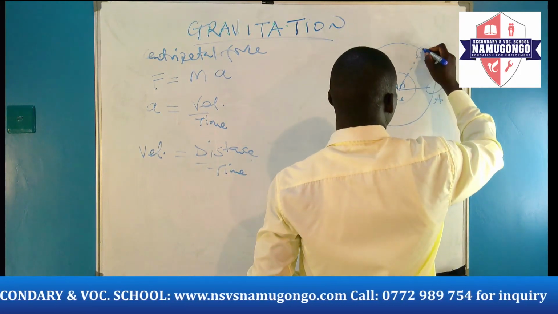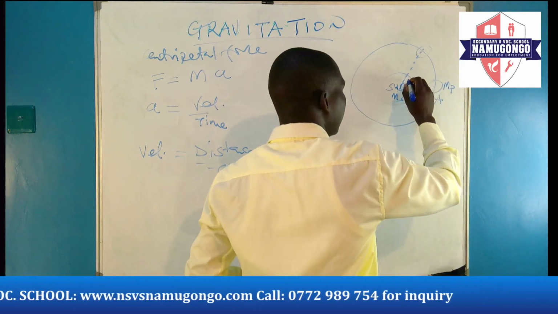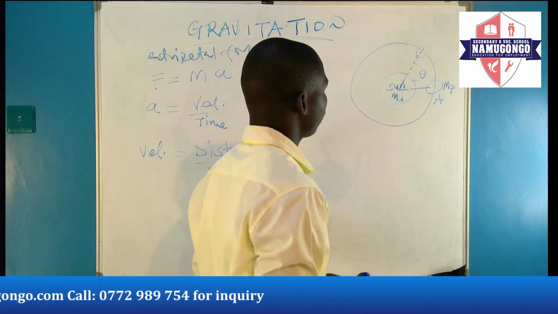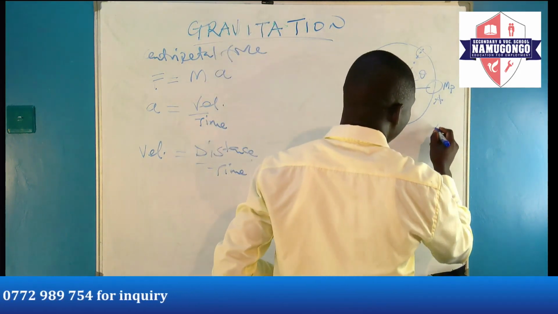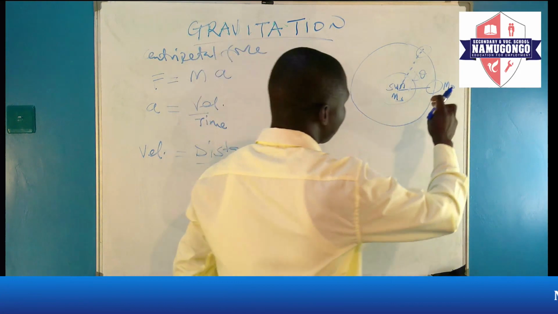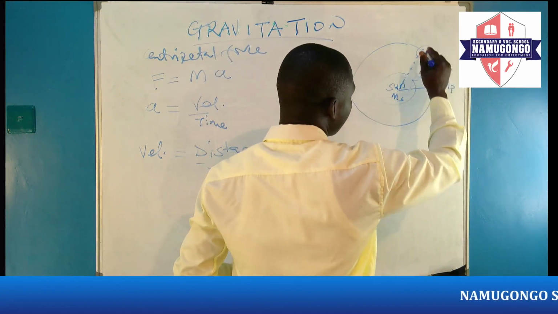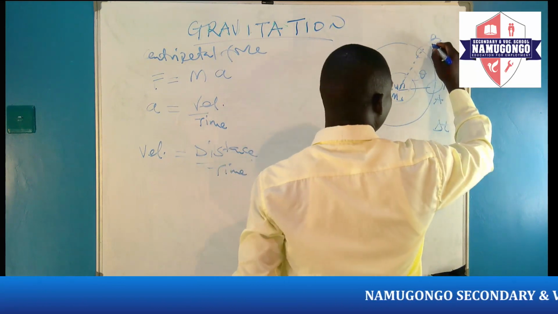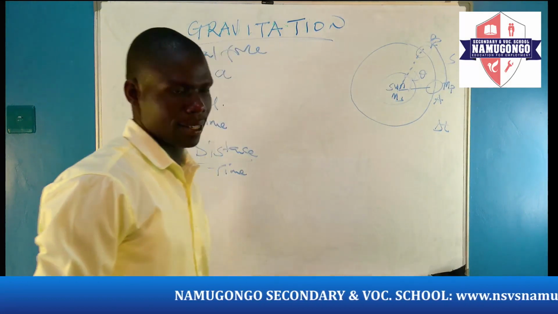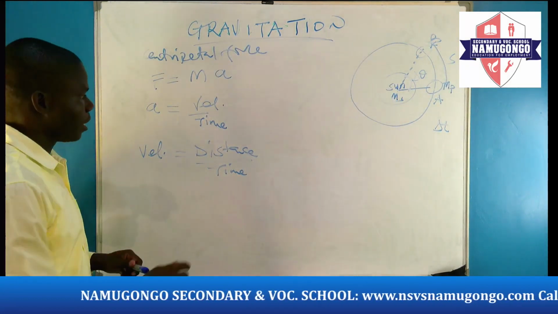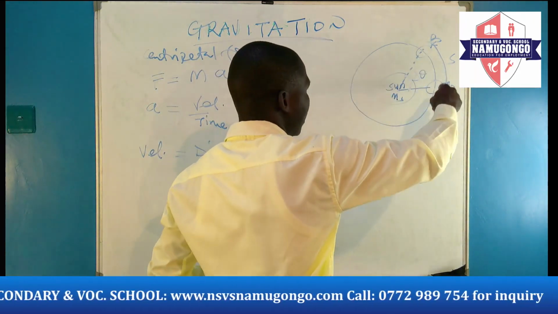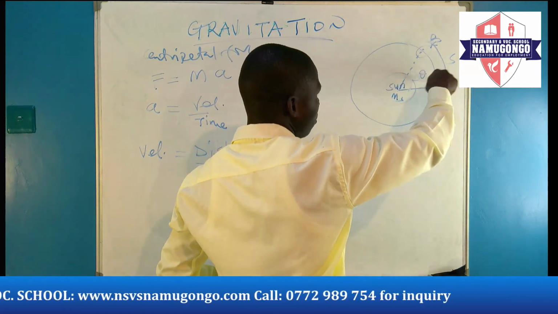At that point, when it is displaced through this angle, we can call it a very small angle, delta theta, in time delta t, also very small time. The distance moved by the planet from point A to point B is given by this arc. We can call it S. And we know that velocity is the distance out of time.